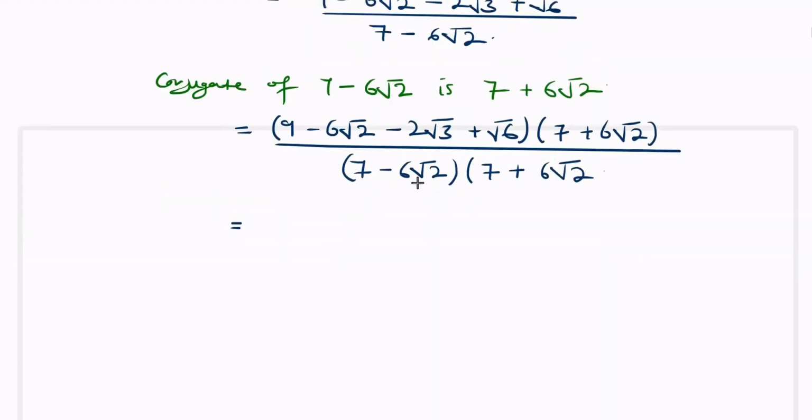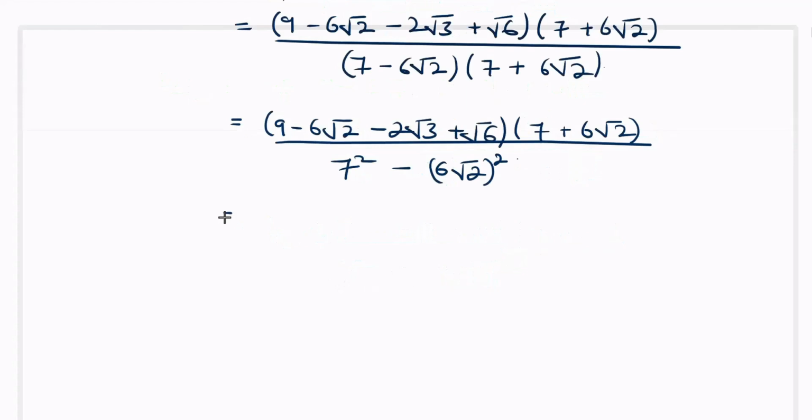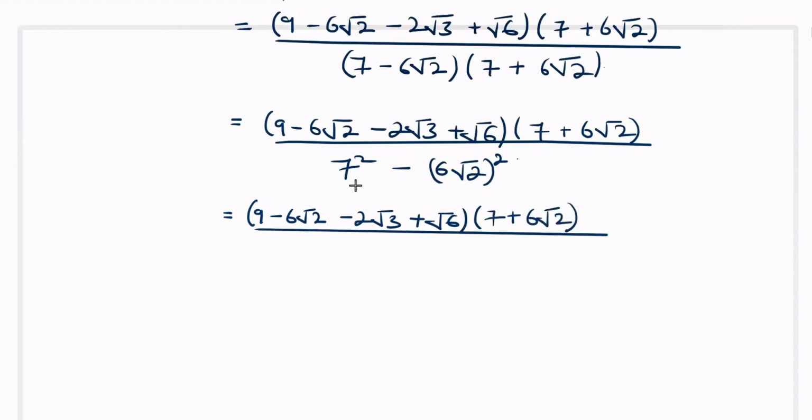From this step, we see that the denominator is a difference of two squares. So we have 9 minus 6 root 2 minus 2 root 3 plus root 6, multiplied by 7 plus 6 root 2, close the brackets, divided by 7 squared minus 6 root 2, the whole of it squared. This is the same as 9 minus 6 root 2 minus 2 root 3 plus root 6 multiplied by 7 plus 6 root 2, divided by 7 squared, which is 49, minus 36 multiplied by 2.